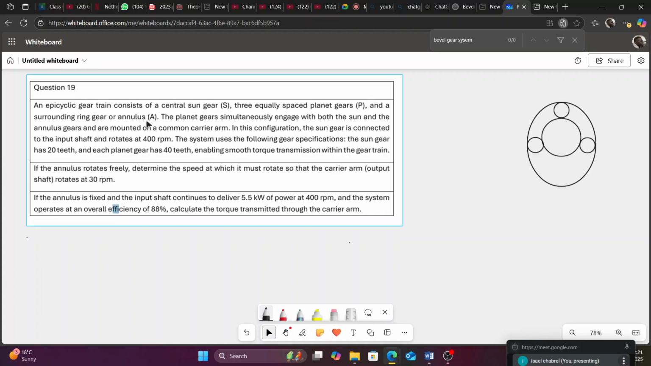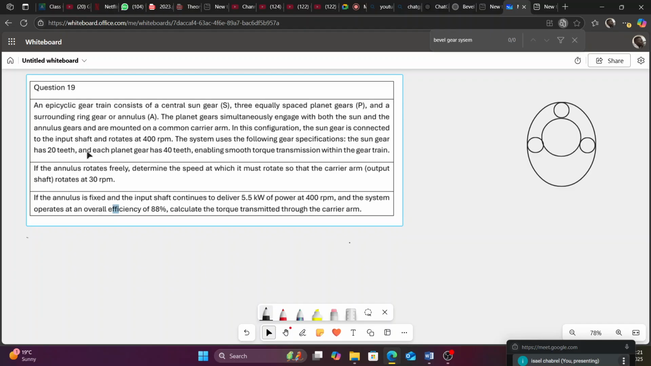Now, they said the planet gears simultaneously engage with both the sun and the annulus. So what are the planet gears? Remember, it is 1, 2, 3. So simultaneously, it's busy engaging with what? With the surrounding gear and the sun. That's what's happening there.